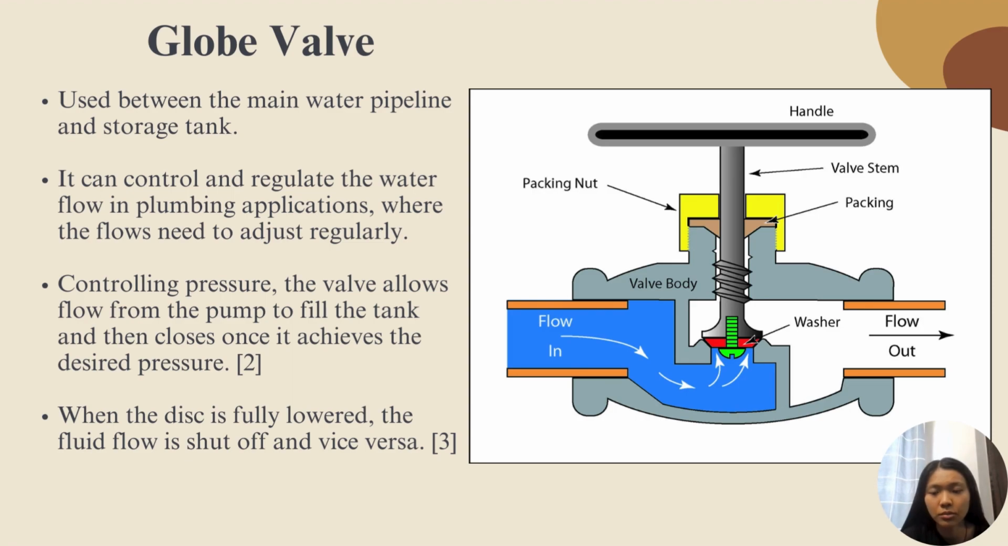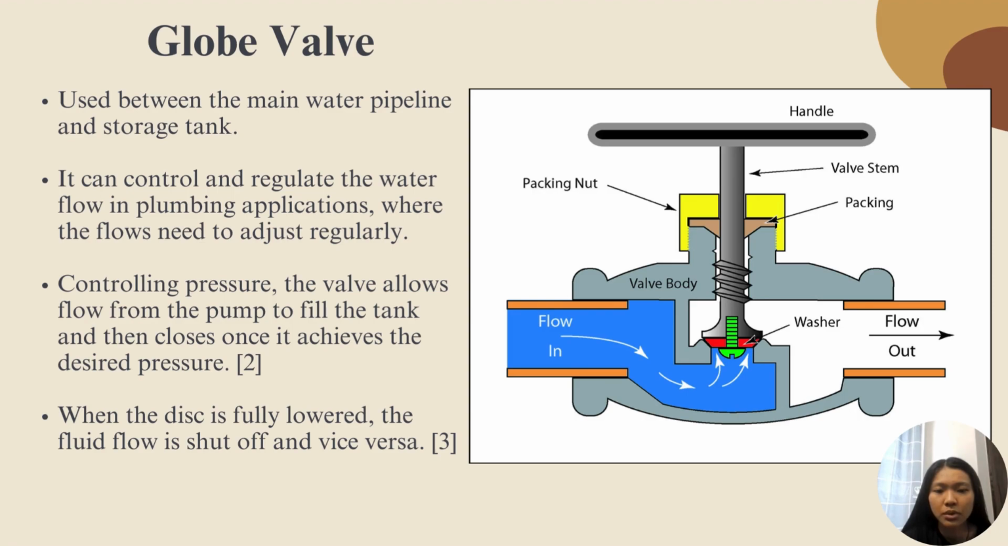A globe valve is used between the main water pipeline and the storage tank because it can control and regulate the water flow in plumbing applications where the flow needs to be adjusted regularly. It can also control the pressure. The valve allows flow from the pump to fill the tank and then closes when it achieves the desired pressure.